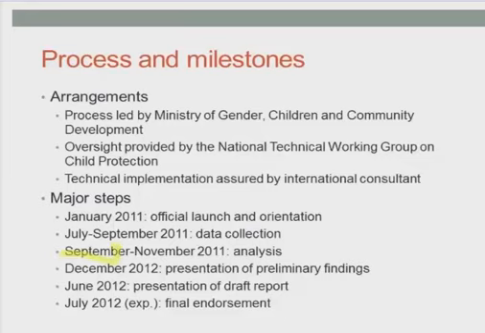In terms of the major steps, it's interesting to show how it took quite a long time from the launching of the process to the final endorsement, which is expected next month. The actual data collection took 3 months, but then there have been challenges due to the political situation here in Malawi. So we had to adjust the timetable according to this situation.